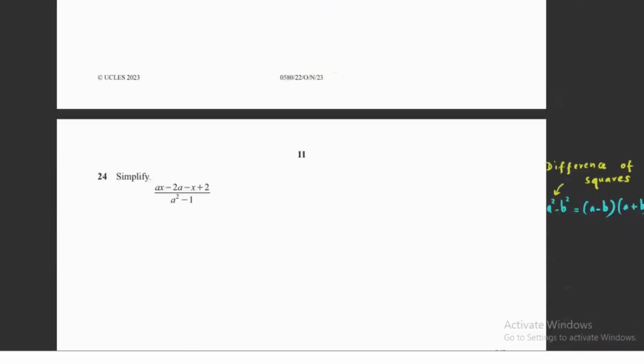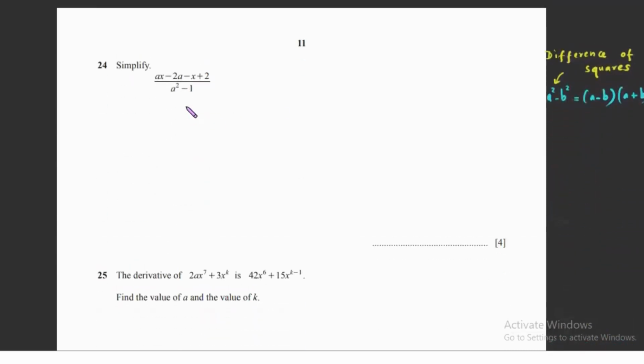Let's move on to question 24. We are supposed to simplify here. We have 4 terms in the numerator. So when we have 4 terms in the numerator, we need to pair them and start factorizing. I'm going to do it on the side and put the factorized form here. I'm going to pair these, and when I factorize, I can take the a out. So x minus 2 goes inside the brackets. For minus x and plus 2, there's nothing else common other than the minus.